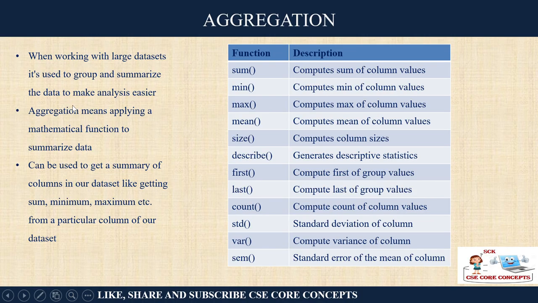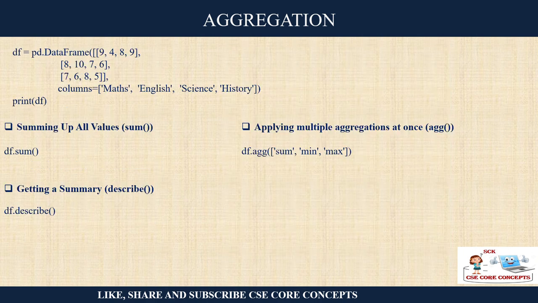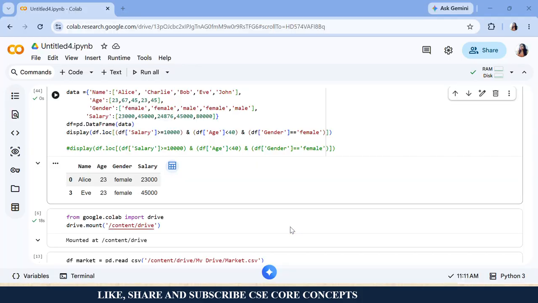Now you can perform aggregations also. Aggregates means what? You want to find out the sum or the mean value, max value, among many records, right? So these are all the aggregate functions which you can do: sum, mean, max, min, size, describe, first, last, count, standard deviation, variance, and standard error of mean. SEM is standard error of mean. Now how to use this aggregation function, I will show you.